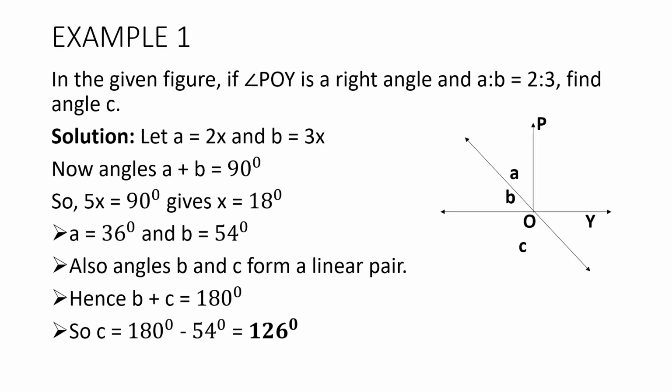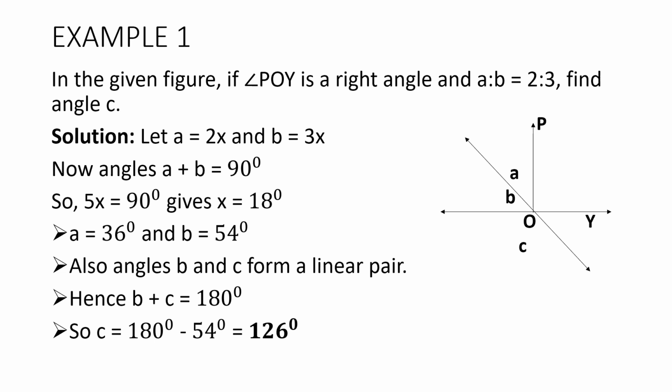Now some examples. Example 1. In the given figure, if angle POY is a right angle and the measures of A and B are in the ratio 2:3, then find the measure of angle C. Now, first of all, since A is to B is 2:3, A is equal to 2x and B is equal to 3x.